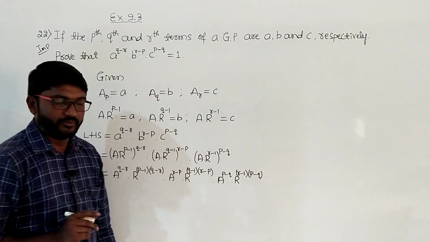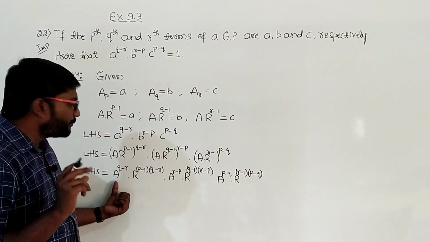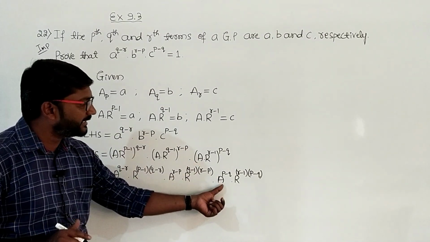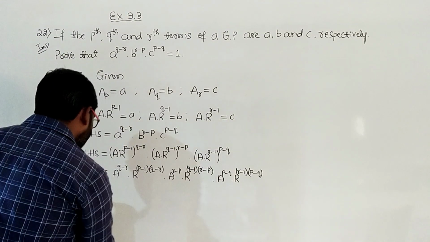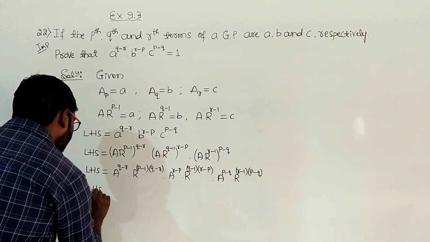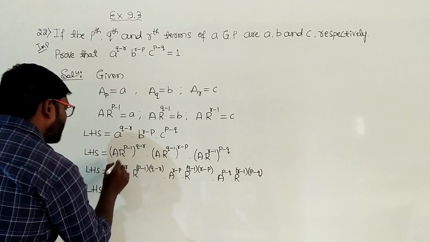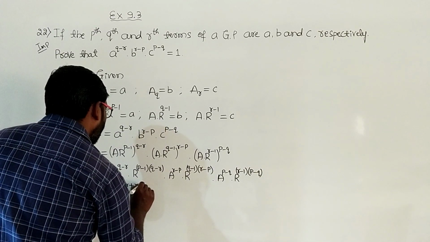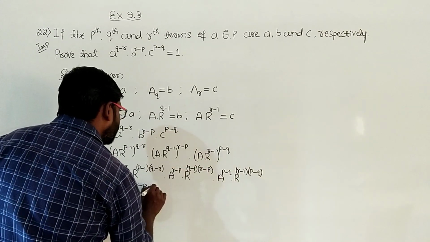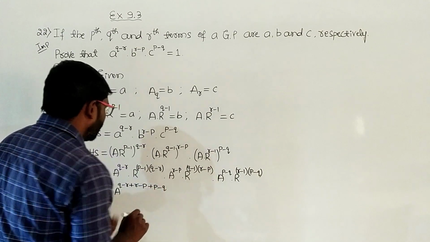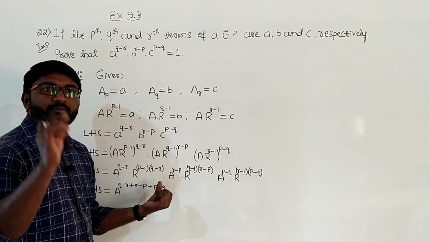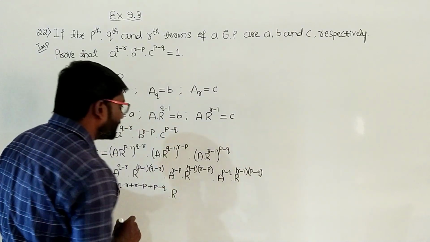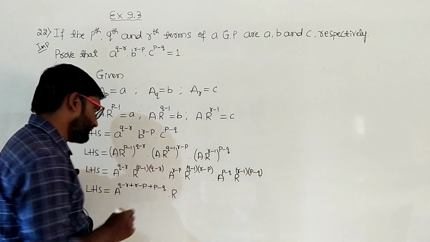Now see here, group only the capital A terms: A raised to Q minus R into A raised to R minus P into A raised to P minus Q can be written as, left hand side is equal to capital A to the power Q minus R plus R minus P plus P minus Q. A raised to M into A raised to N is written this way. Then into capital R to the power of all these terms.